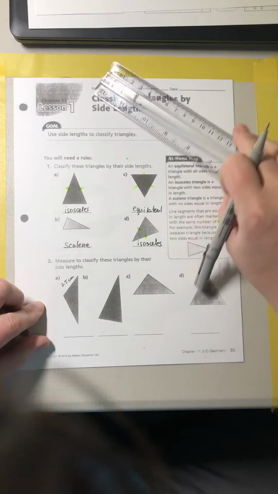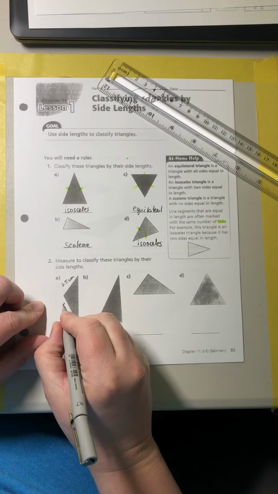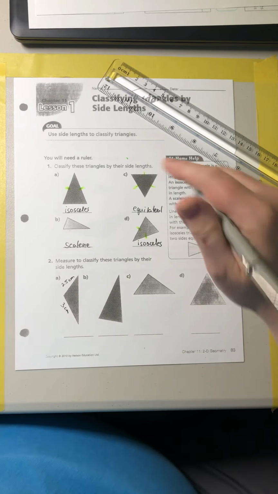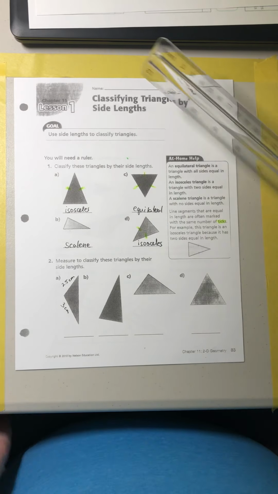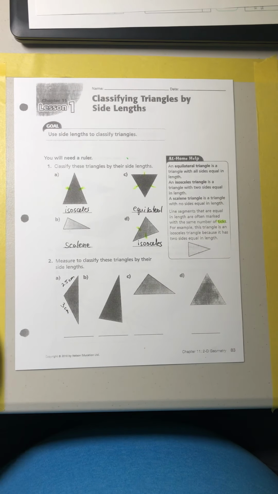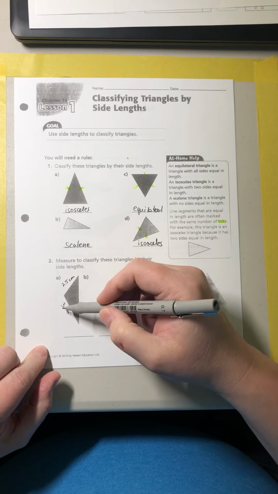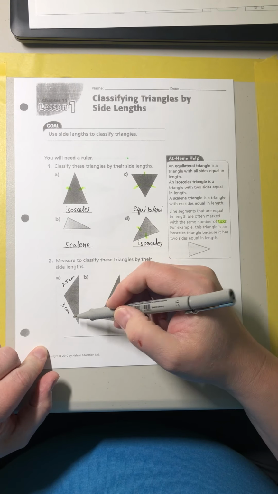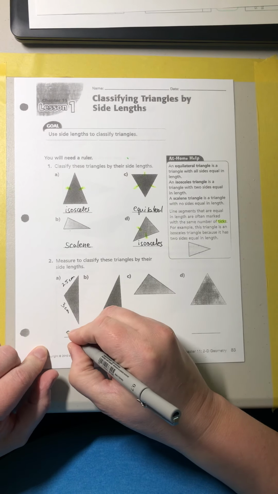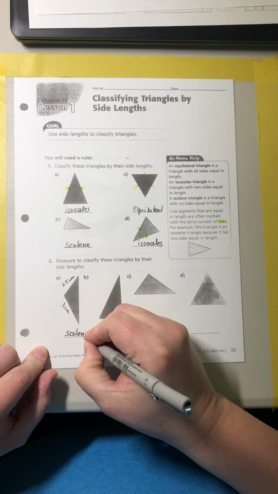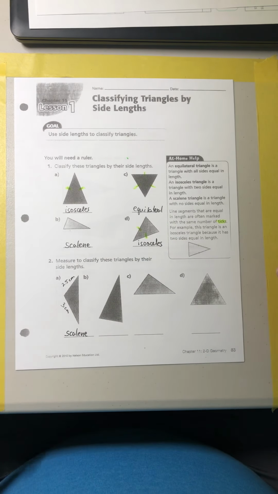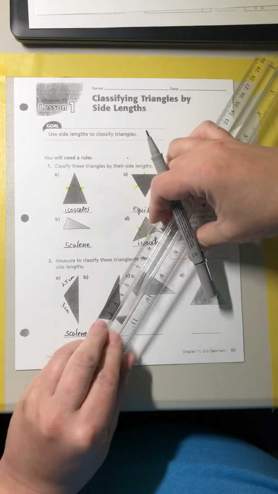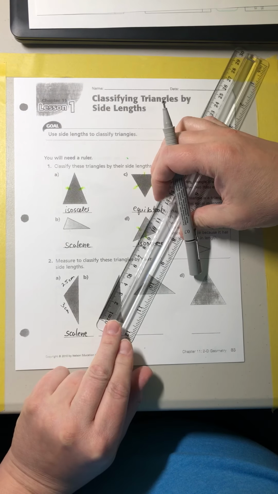And I've got 3 centimeters. Now, I could measure the last one, but at a quick glance, I don't have two sides equal. This is much greater than 3 centimeters. So this one would be a scalene. No sides equal. Okay, so let's look at this B.